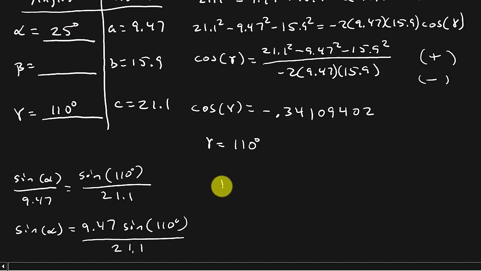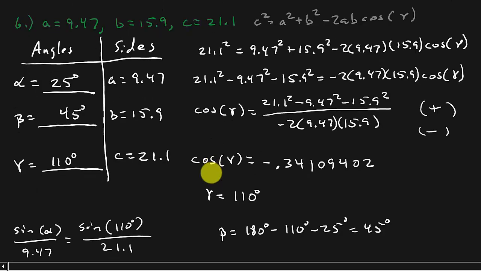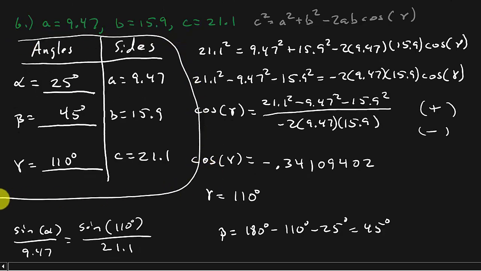So there you go. Now we can solve for beta. So that's 180 minus 110 minus 25, and I believe that's 45 degrees. Look at that. And remember what I said. If you have to use the law of cosines first, there's no possibility of two triangles. All right. So there it is. That's law of sines, law of cosines.